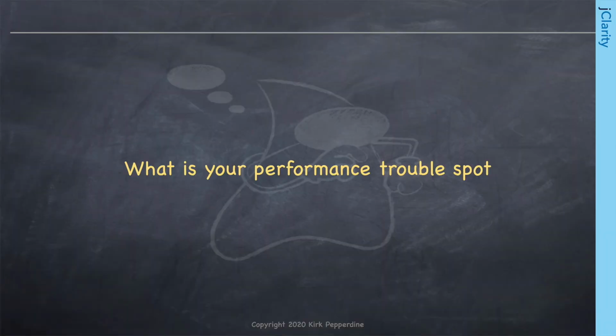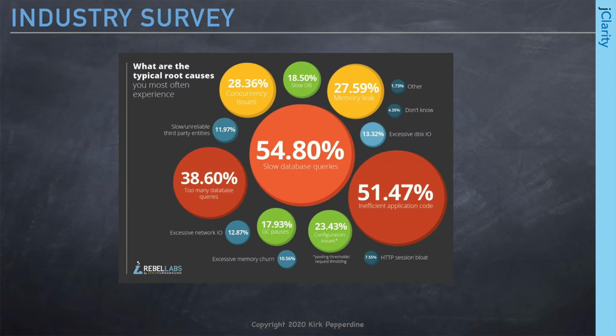The question is, what is your performance trouble spot? In a live audience, face-to-face, normally we do a poll of hands and we get some idea of what people think their performance spot is. Unfortunately, we're in this situation with COVID, so it's not so easy to do. That's okay. We have some data here. This is data taken from an industry survey. This is Rebel Labs. They've been acquired also now. The people who did the survey just went out and said, tell me what are the typical root causes of performance issues that you run into?